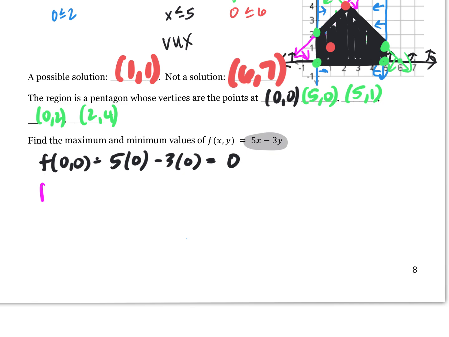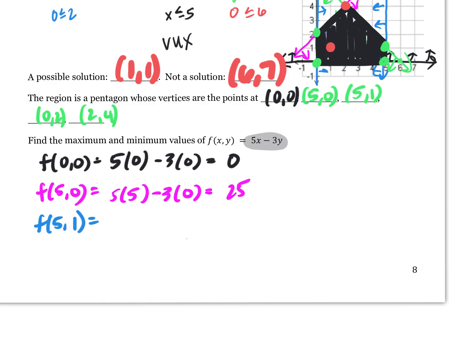I'm going to do the next point, which was 5, 0. You just plug that into your profit equation. 5 times 5 minus 3 times 0. How much money are we making on that one? 25? Maybe that's our max. Maybe these are in millions of dollars. We don't know. What's our next point? 5, 1. If I plug 5, 1 into this equation, how much are we making? 22. Not a max anymore, not a min. Right now my max is 25, my min is 0.